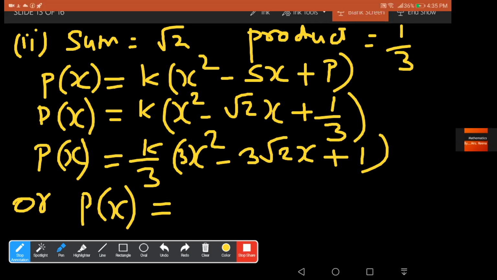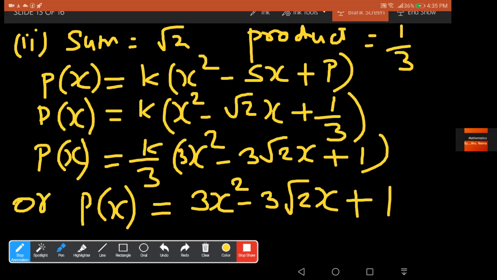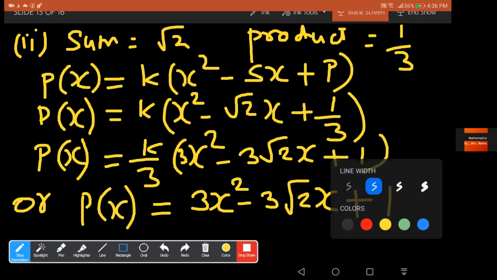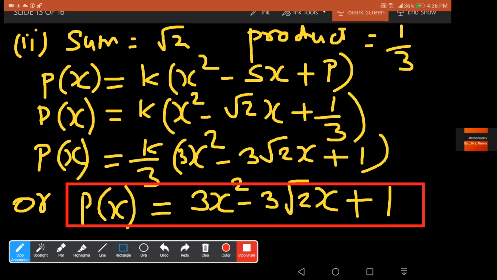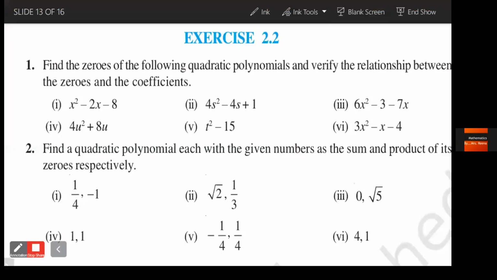कोई भी multiple हम ले सकते हैं. अगर k/3 is any real number and I take it as 1, then it will be 3x square minus 3√2x plus 1. So this is our required answer for this question. Okay, this is the required polynomial we have, 3x square minus 3√2x plus 1. So let us move to the next part. So what is given in the next part? We have to check what is given here.